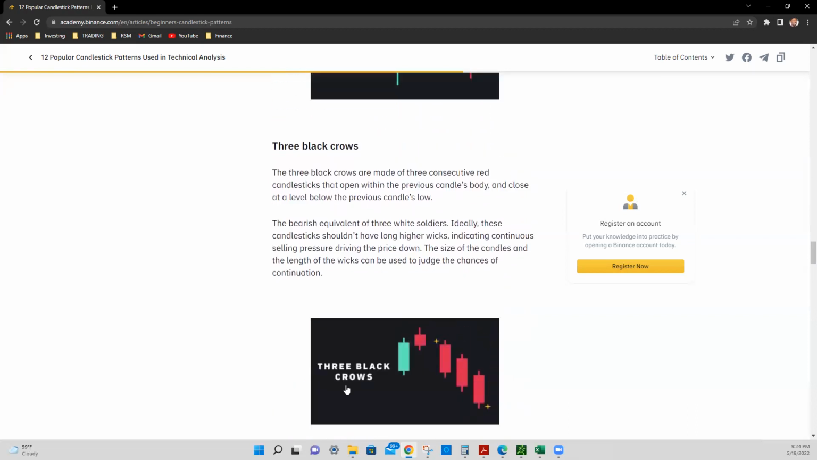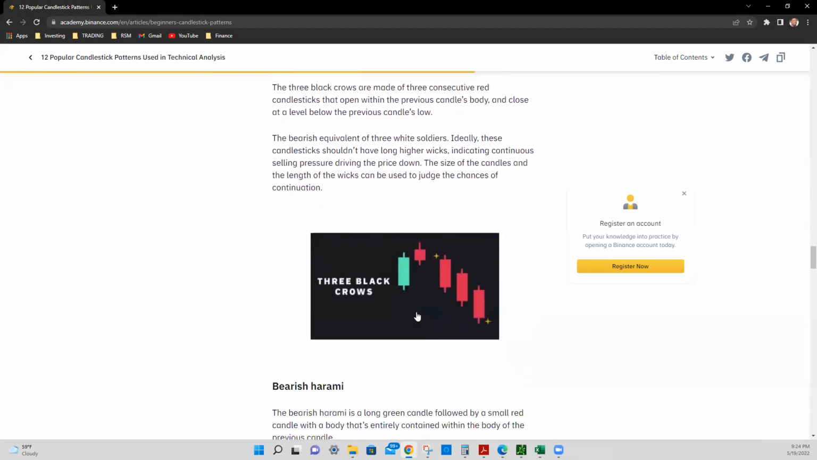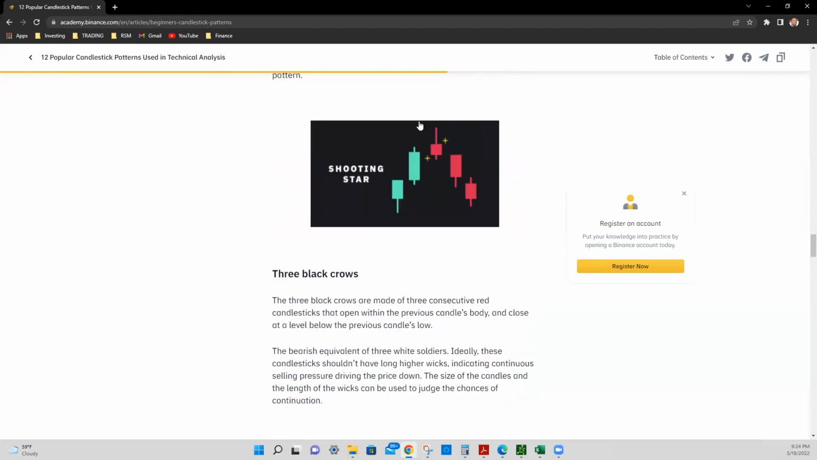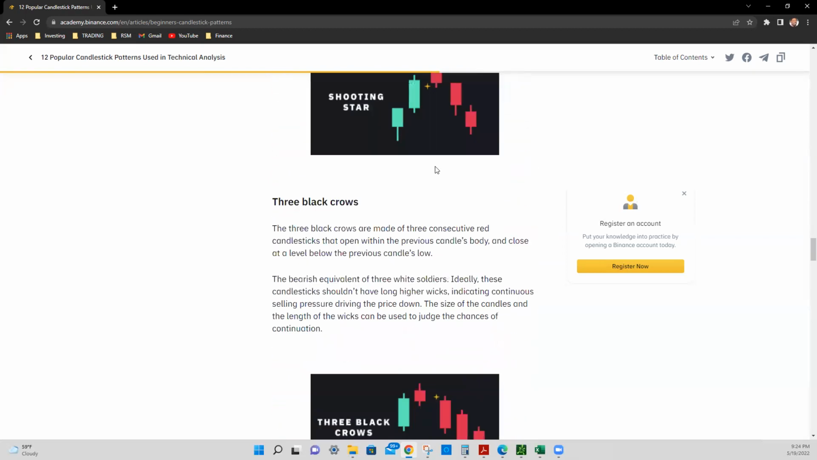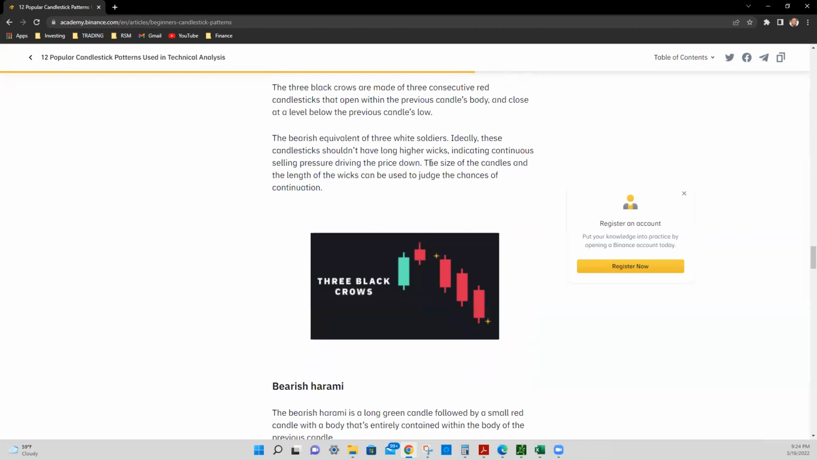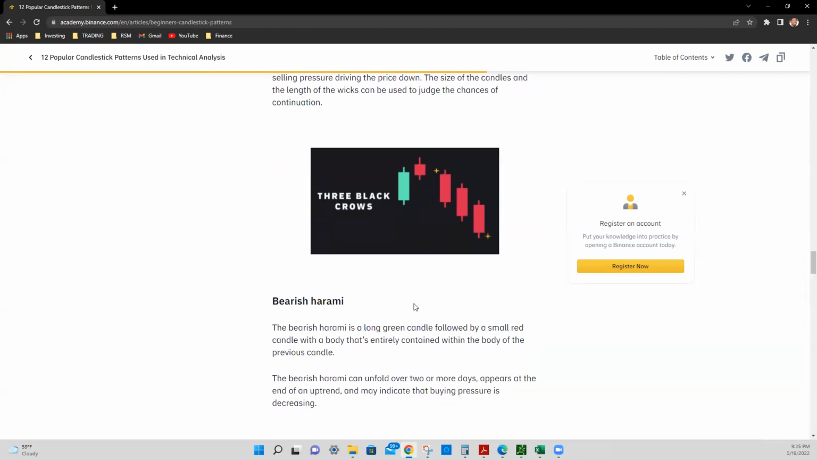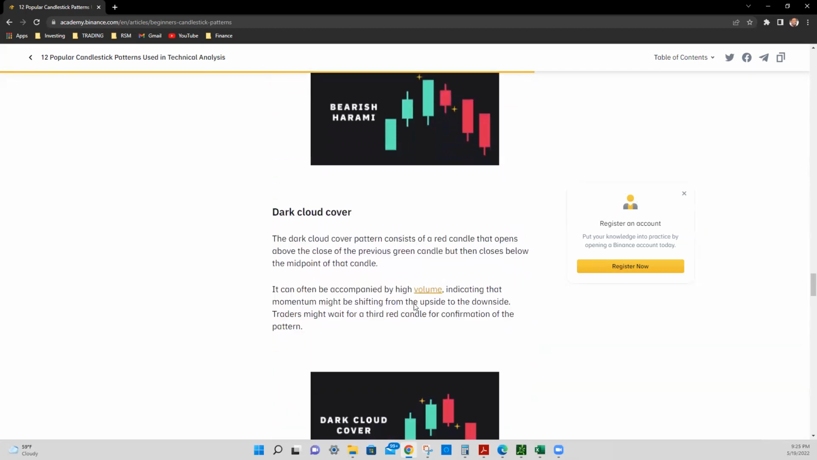Same with the three black crows. If you see an uptrend, and look at that, you kind of see this red, not really a big shooting star, but it is, just the wick isn't that big. And then you see three consecutive big red candles after an uptrend. This means downtrend, like bearish, right?